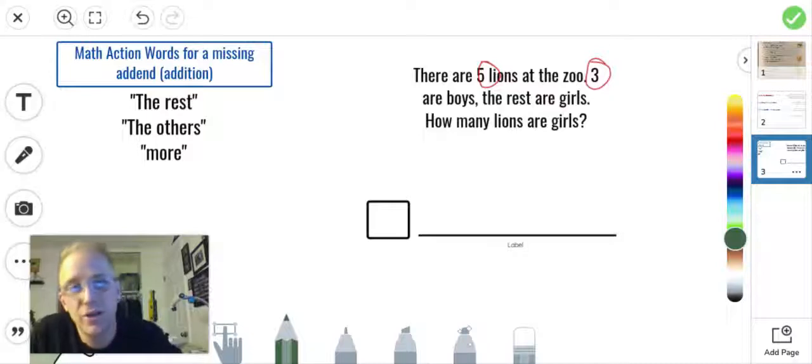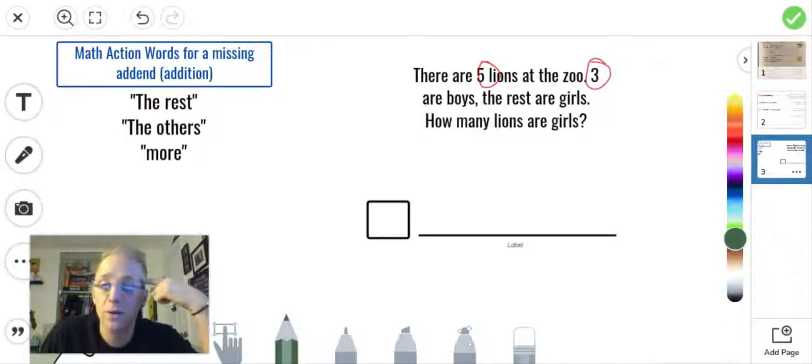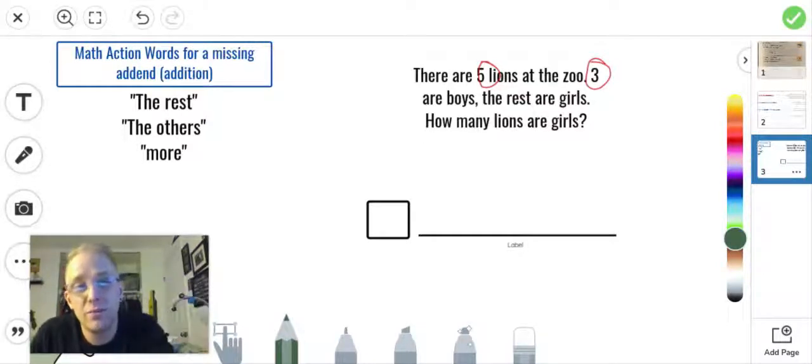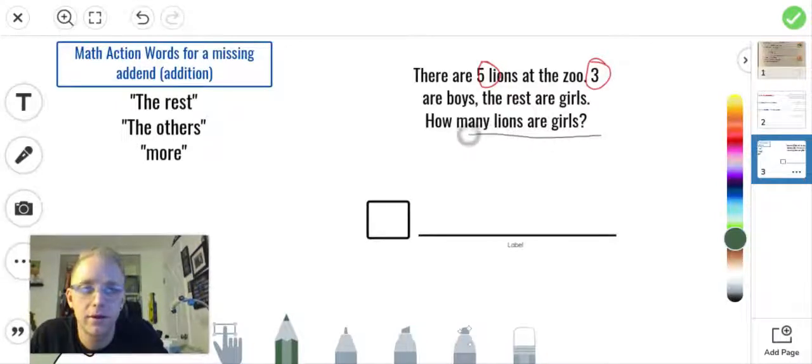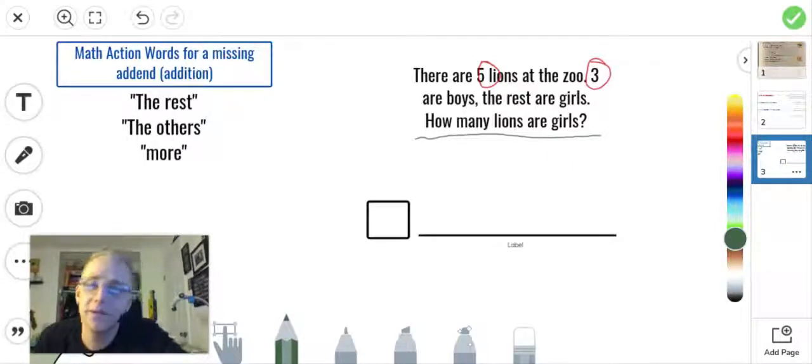But I'm going to underline my question, and I'm going to work backwards so that I know I'm doing the right thing. I'm going to start with my question mark because I know that that's a punctuation power that ends a question. And I'm going to go until I see the first capital letter. Oh, and I see a capital H, so I'm going to stop right there. That tells me that that's my whole question. So how many lions are girls?